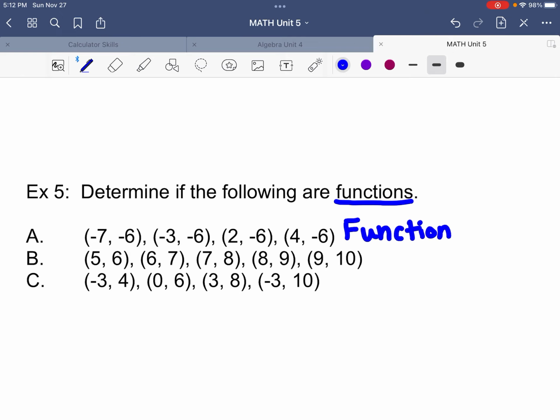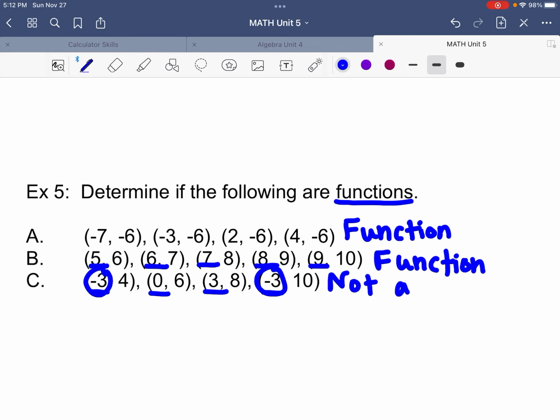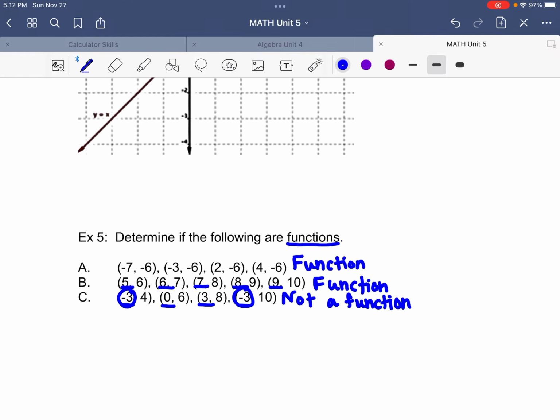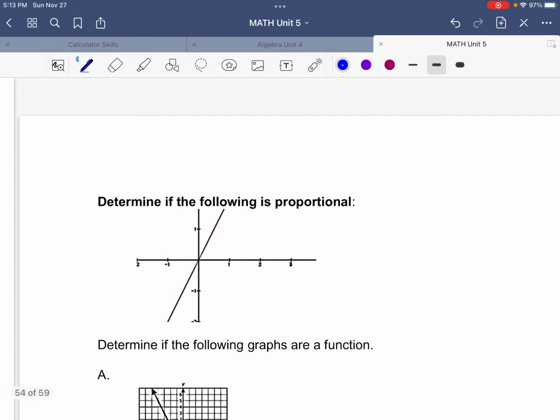All right, look at B: 5, 6, 7, 8, 9. All different x values, that's a function. And then C: -3, 0, 3, -3. Oh, these two are repeated. That's not a function. And if you want to just write yes or no on these, that's fine with me. Yes, it's a function. No, it's not a function. That's perfectly fine.